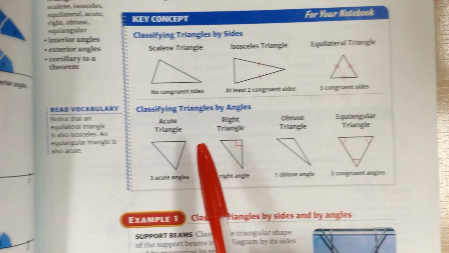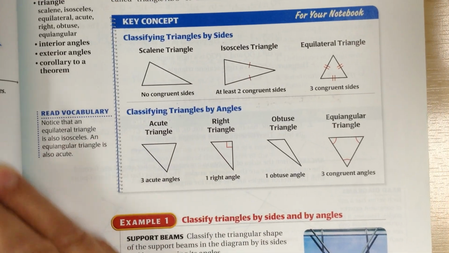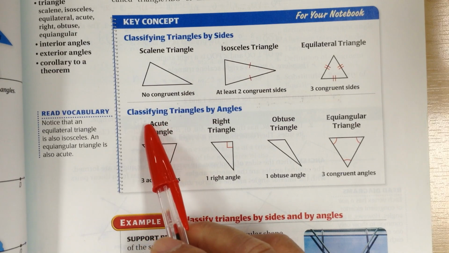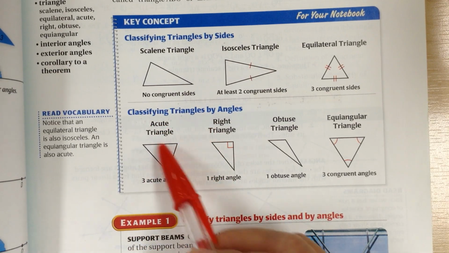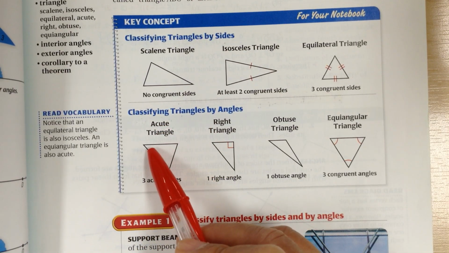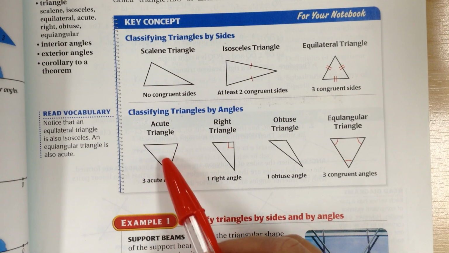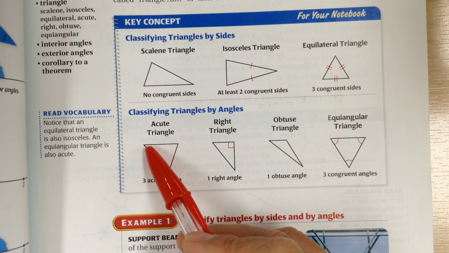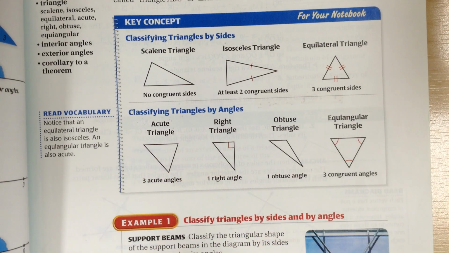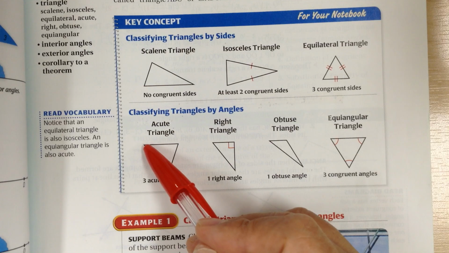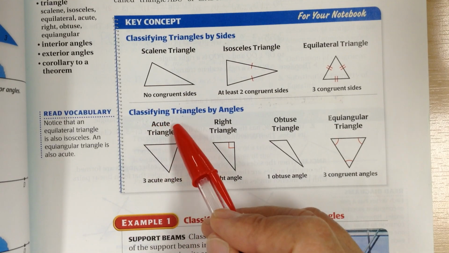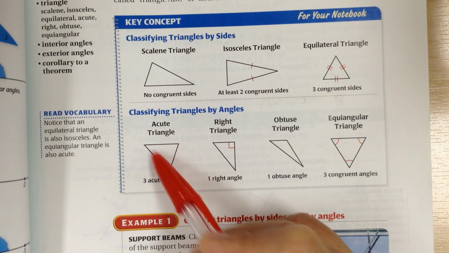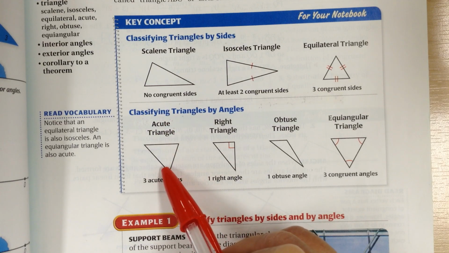Now, the triangle can also be classified according to the angles. Right. So all three angles are acute. Acute means sharp. So think about an object. If it's sharp, it can puncture. If you poke against yourself, it can puncture your skin. Right. So acute means sharp. So when all three angles are acute angles, this is an acute triangle.